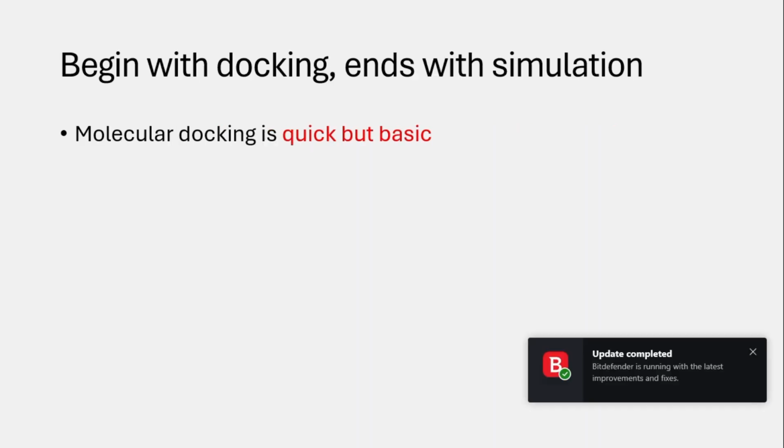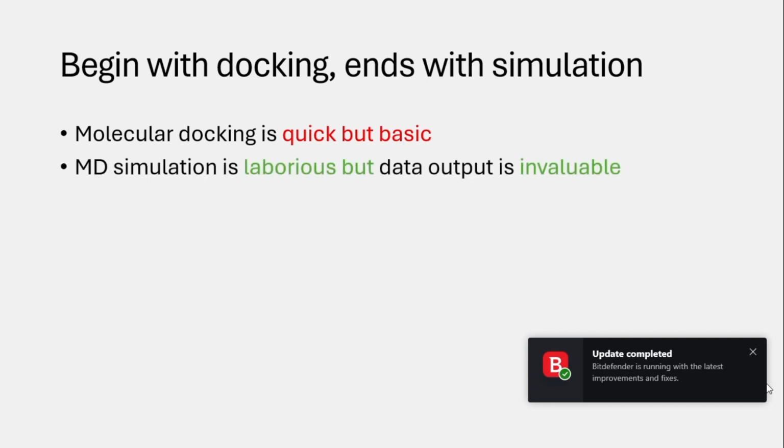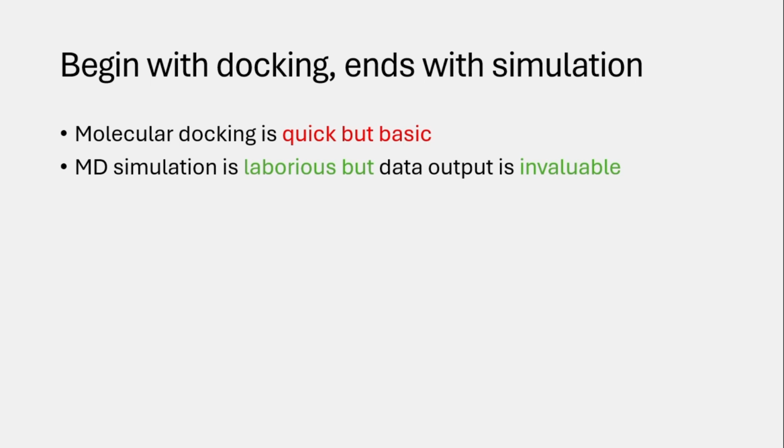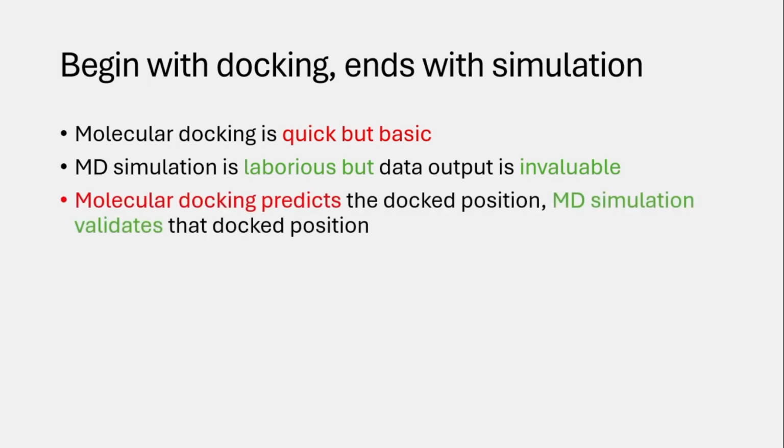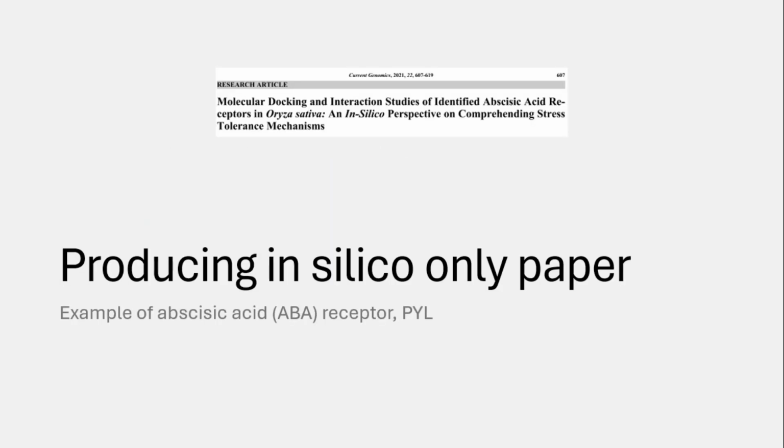Molecular docking is a very quick but basic process, and molecular dynamics simulation is a more laborious process, but the data output is very important. And when we're doing research, we typically perform molecular docking first to predict the docked position, and then we validate the docked position by performing molecular dynamics simulation analysis.